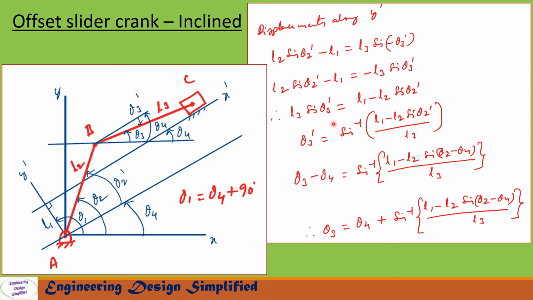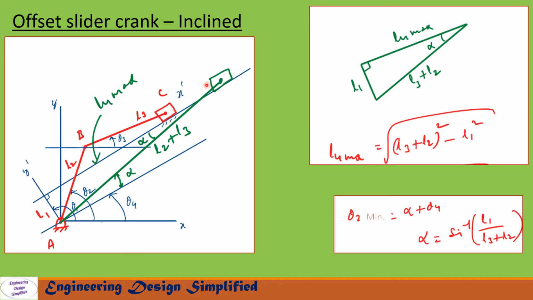So L3 sin theta 3 prime equals, moving this negative sign to this side, L1 minus L2 sin theta 2 prime. So from this, theta 3 prime equals sin inverse of (L1 minus L2 sin theta 2 prime) by L3. Now let us substitute theta 3 prime and theta 2 prime. So theta 3 minus theta 4, that is theta 3 prime, equals sin inverse of (L1 minus L2 sin(theta 2 minus theta 4)) divided by L3, since theta 2 prime is theta 2 minus theta 4. So theta 3 can be written as theta 3 equals theta 4 plus sin inverse of (L1 minus L2 sin(theta 2 minus theta 4)) by L3.